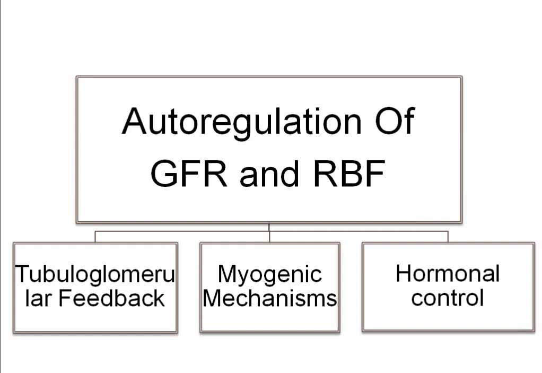Coming to autoregulation of GFR and renal blood flow. There are various mechanisms which are causing regulation of GFR and renal blood flow. They are known as autoregulation because they are themselves maintaining these normal levels of GFR and renal blood flow. The major things which are helping in this autoregulation are tubuloglomerular feedback, the second is myogenic mechanisms, and third is hormonal control. Coming one by one to it.